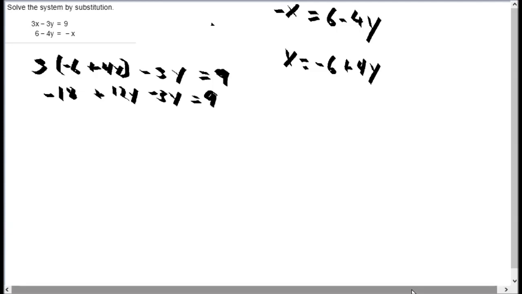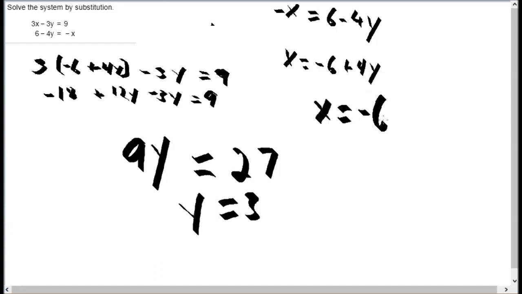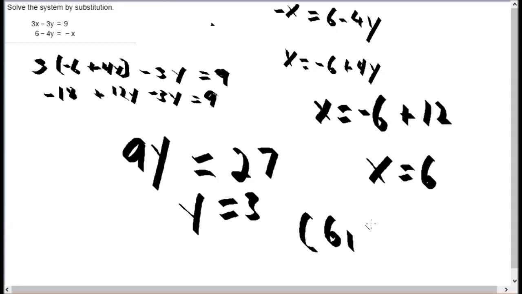Okay, so let's go ahead and take this equation now. We'll go ahead and add 18 to both sides and combine like terms here. So we get 9y, that's 12y minus 3y, is equal to 9 plus 18 is 27, so y is equal to 3. And since we have an equation here that says that x is equal to minus 6 plus 4y, we get x is equal to minus 6 plus 4 times 3 is 12, which means that x is equal to 6. So the answer is the point (6, 3).